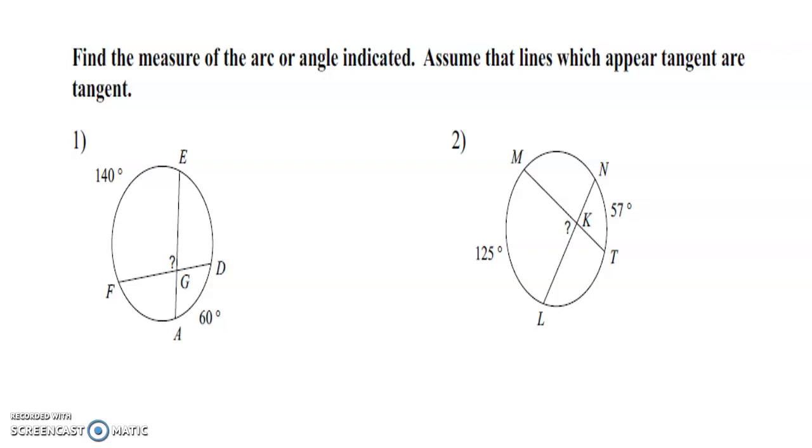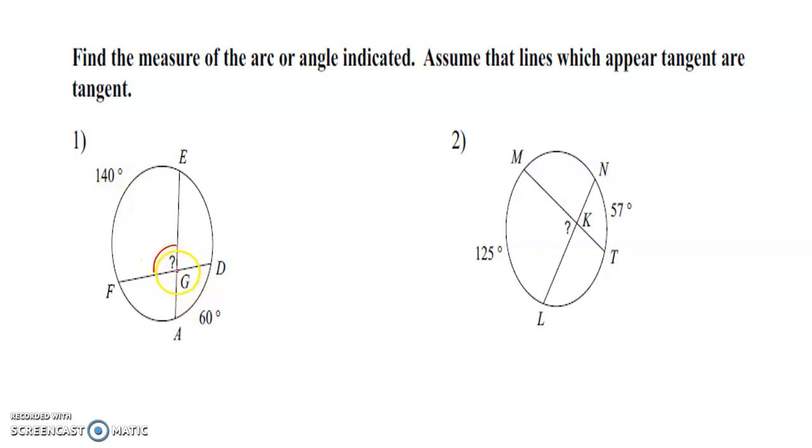Okay, so now find the measure of the arc or angle indicated. Assume that the lines that appear tangent are tangent. Well, we don't have to worry about that with number one. I'm sorry some of our circles look a little wonked. Okay, so we're looking for an angle measure here. We have our arc and our arc.